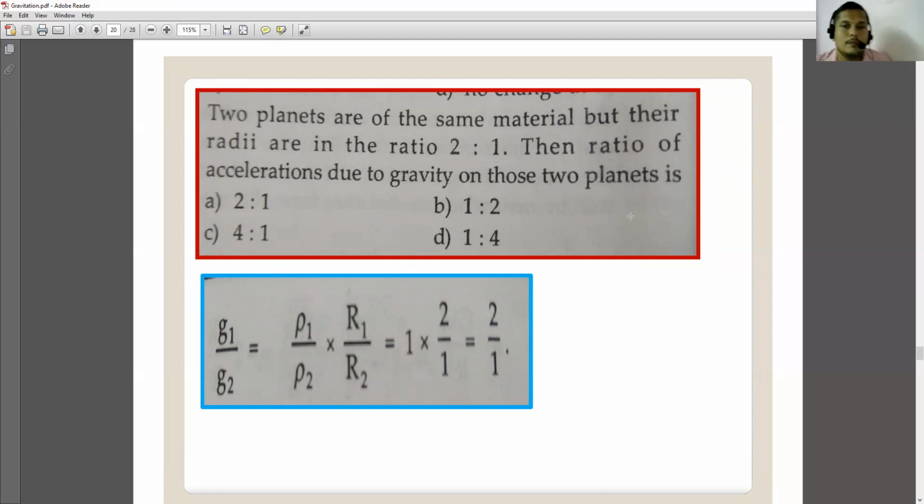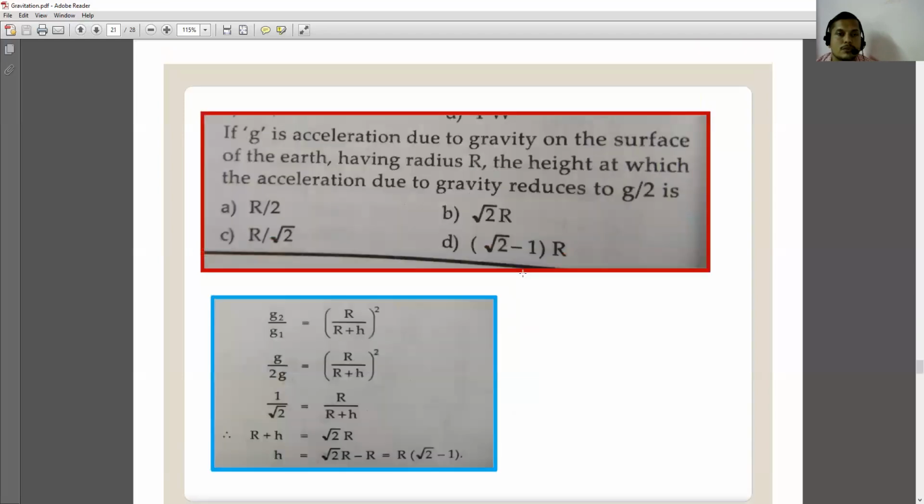So how can we determine the ratio of acceleration due to gravity? We know the relation g1 upon g2 is nothing but rho1 upon rho2 into r1 upon r2, where same material means rho1 and rho2 are the same, so it becomes 1. Radii ratio is 2:1, so 2 divided by 1. So simply by considering this, we can get the ratio of acceleration due to gravity as 2:1. This is the solution for this.